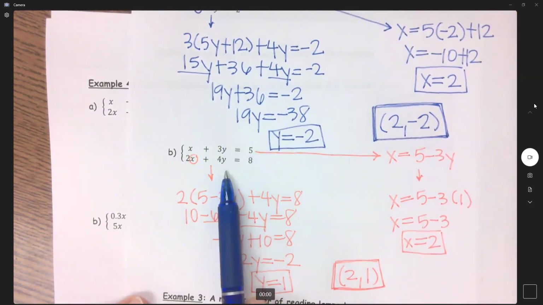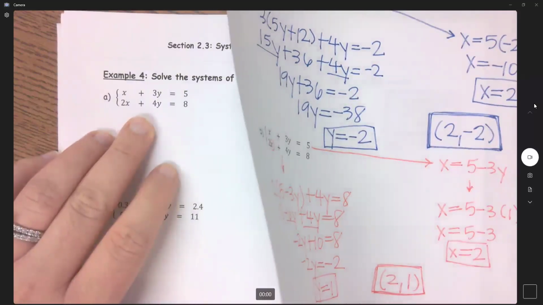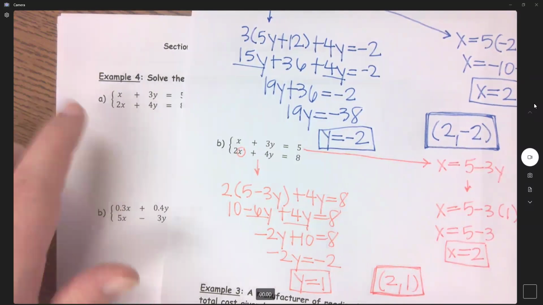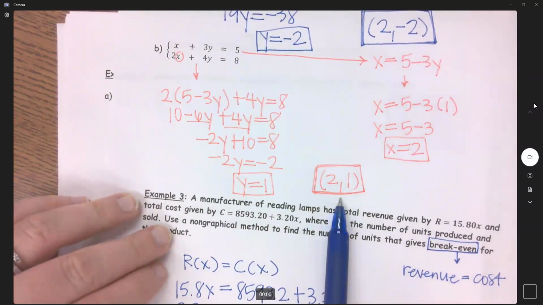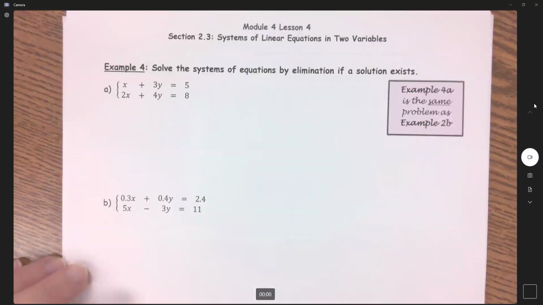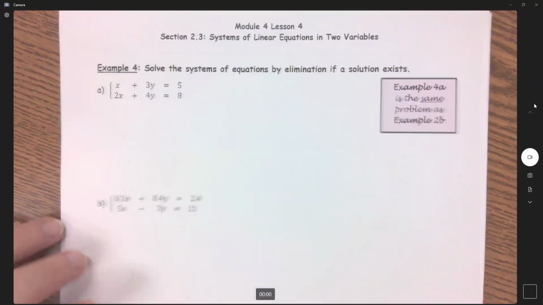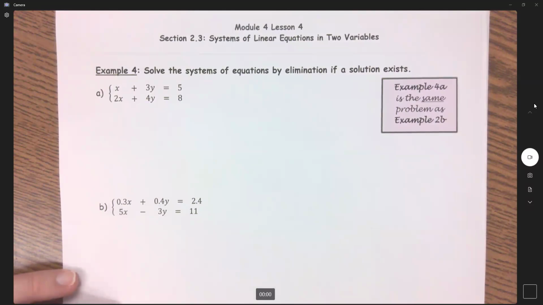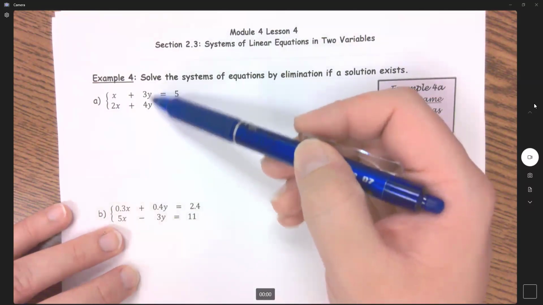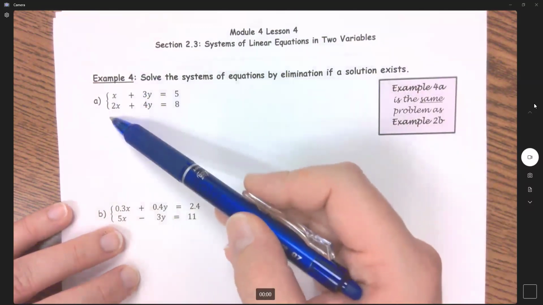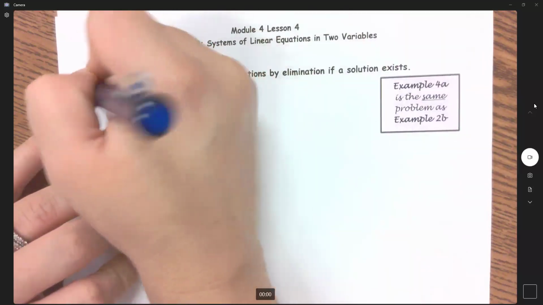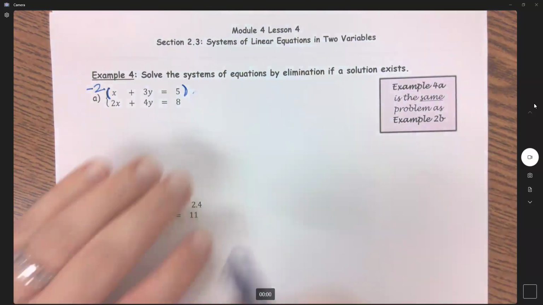I would have used elimination here though. And so here's the exact same example. We're going to do the same problem by a different method, and hopefully we get to the solution of 2, 1. Okay, so when you use elimination method, the whole goal is to get one of your variables to eliminate. I'm not going to eliminate y's because of that 3 and that 4, but I can easily eliminate my x's. If I multiply this top one here by -2, let's see what happens.